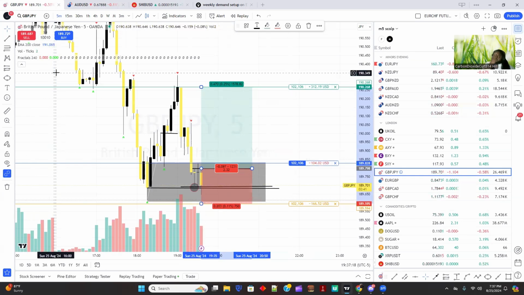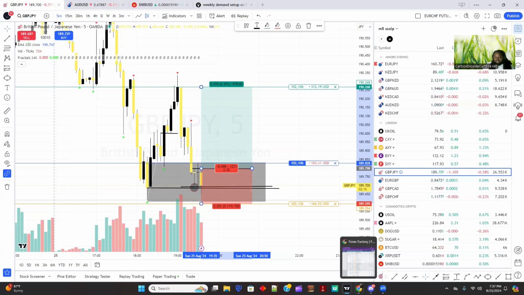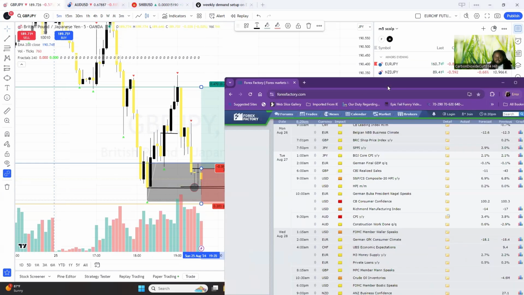Beautiful wick rejection. If it did take out people's orders right there, this should turn back around. It should turn back around. Who knows? But hey, this is what it is. I'm in it. I married this trade. I ain't gonna close it out. I don't even be paying attention to it. I got it on my phone. Yeah, man.